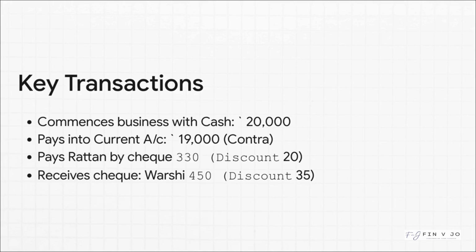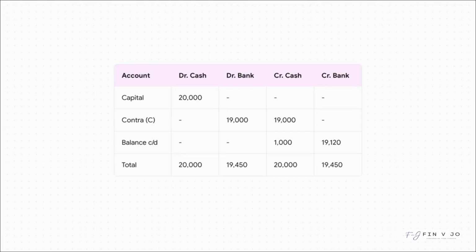We also have some payments and receipts involving checks and discounts. Let's see how this actually looks when we write it out. And this brilliantly illustrates exactly how it comes together. Pay close attention to January 3rd. We credit the cash column $19,000 because cash is leaving and instantly debit the bank column $19,000 because the bank account is growing. That little C you see, that signals the contra entry. And as for balancing, $20,000 in cash minus the $19,000 deposit leaves us with exactly $1,000 carried down.